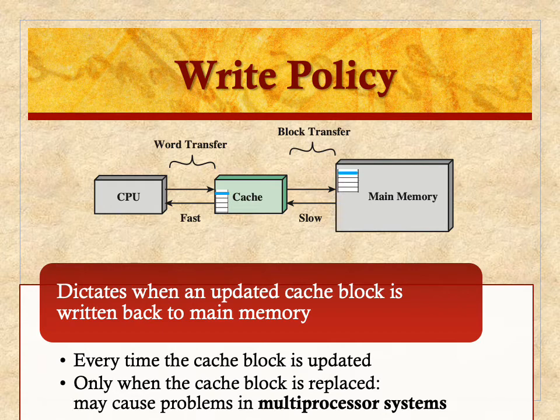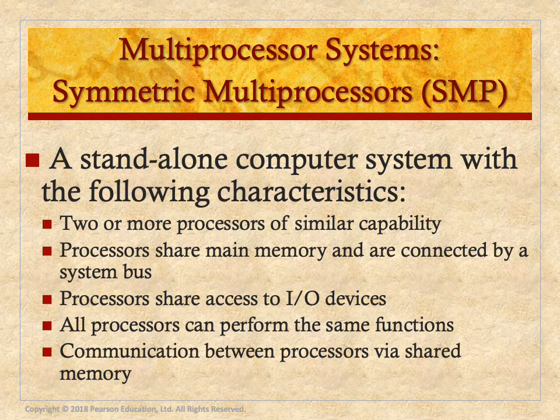The other extreme would be to do writebacks only when an updated block gets moved out of the cache. But then we would get a lot of inconsistency between the cache and the main memory, which can become a problem in a multiprocessor system, as we already outlined. And multiprocessor systems is a topic that we will look at next.